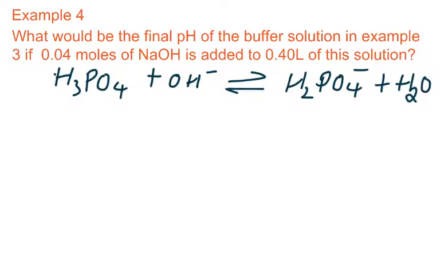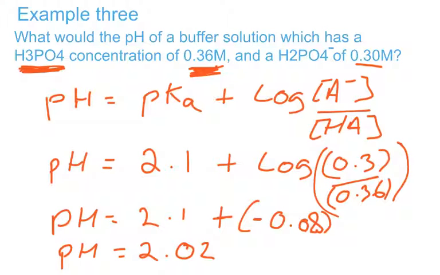Alrighty. Okay, guys, let's look at example 4. What would be the final pH of the buffer solution in example 3 if 0.04 moles of sodium hydroxide, NaOH, is added to 0.40 liters of this solution? Now, it seems complex, but what you have to do is take it bit by bit. There's a couple of things that you have to consider. We're considering example 3, so let's go back to example 3.